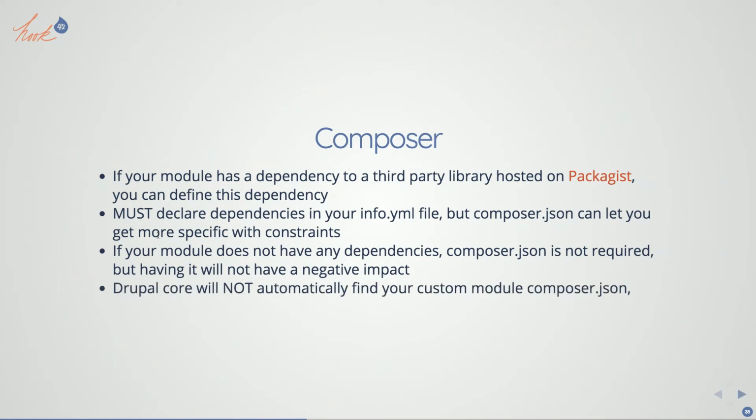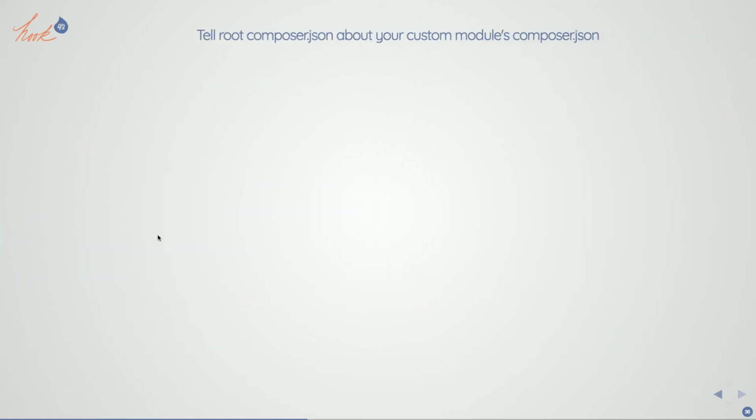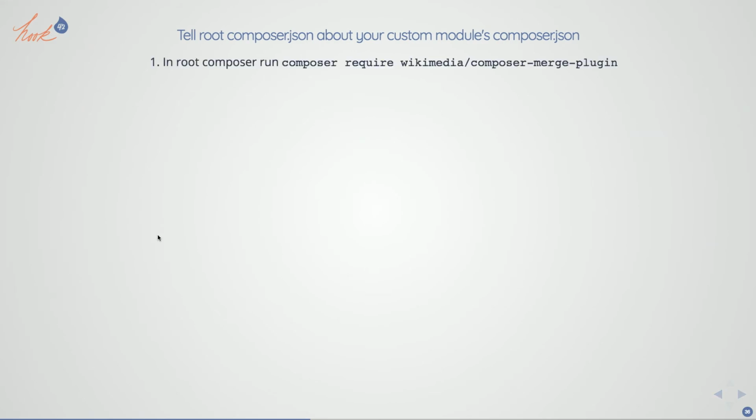And Drupal core will not automatically find your custom module composer.json, so you have to tell it that it lives there. So this is how you're going to tell it that it lives. This is the way I've got working. I've tried many other ways. Composer's fun.